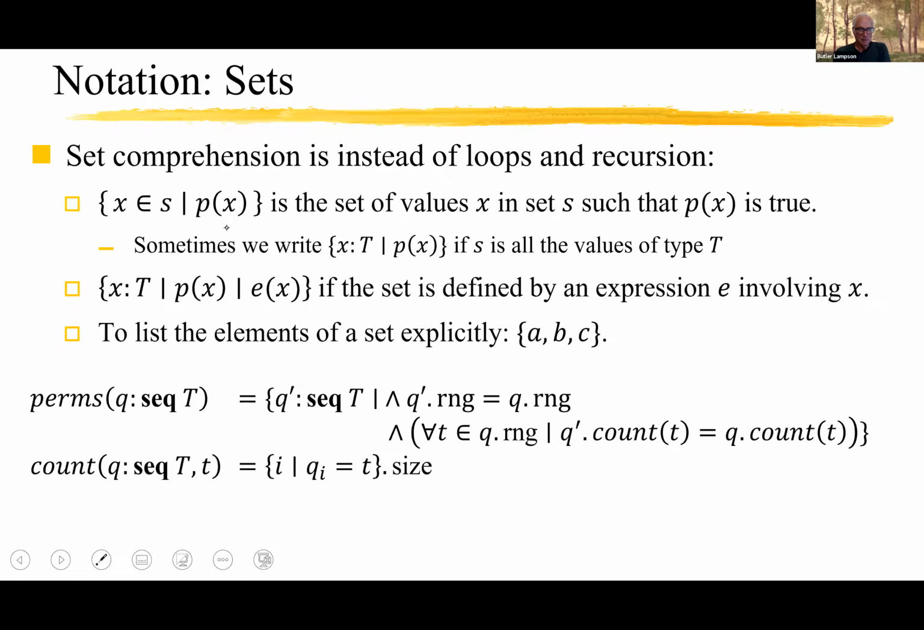And this definition used a lower level operation called count, which just counts the number of T's in a sequence. So you make the set which is all the i's with the property that Q sub i equals T, and you return its size. That counts the number of T's in Q.